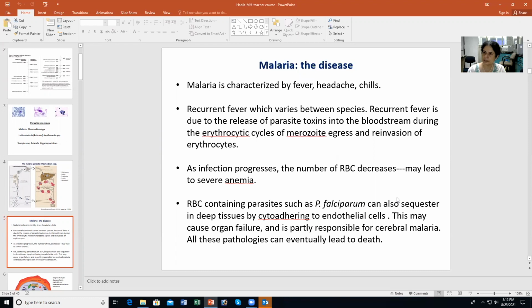And because of this, this is one of the causes for cerebral malaria, because you can have cytoadhesion in the microvasculature. And this can actually affect blood flow into the brain, and you can have cerebral malaria. But this can also have consequences in other organs, and this can lead to multiple organ failure. And if that happens, then the pathology is very severe and can actually lead to death of the individual. So this is how you can have an extremely severe disease.